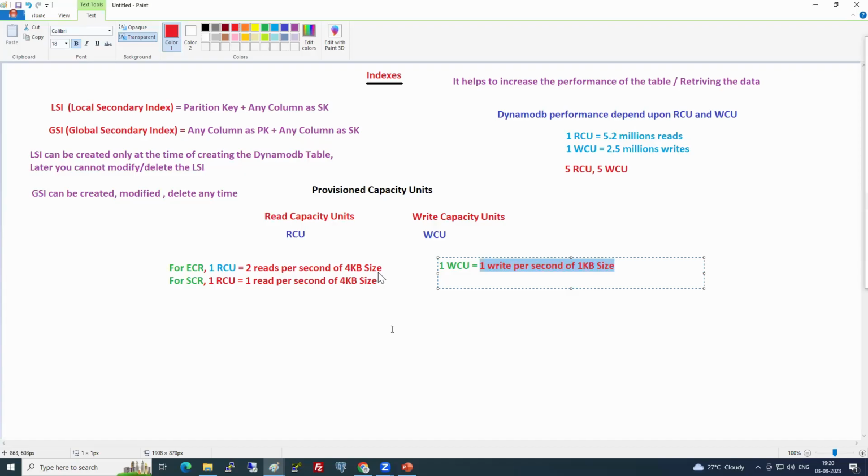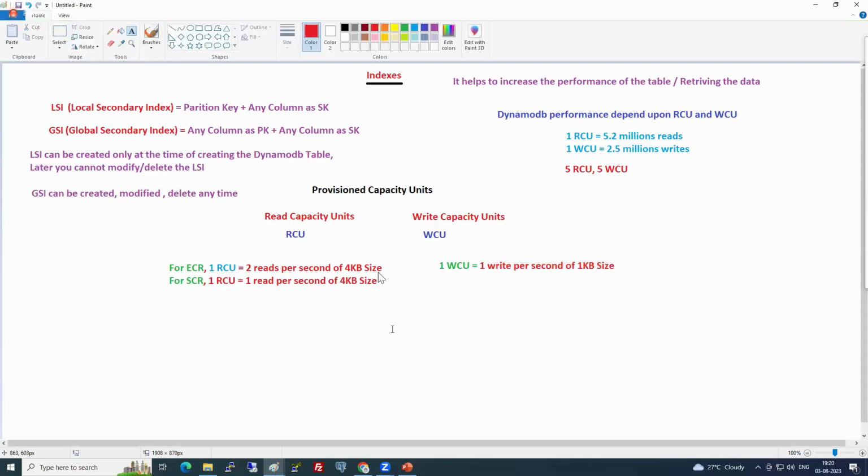Tomorrow I'll give you some math problems. I'll tell you, this customer wants to read these many items per second, and he wants strongly consistent reads, so how much RCU and WCU do you have to give. I'll give you examples and we'll do some maths. Today, because DynamoDB is related to developers, I don't want you to stress on it.